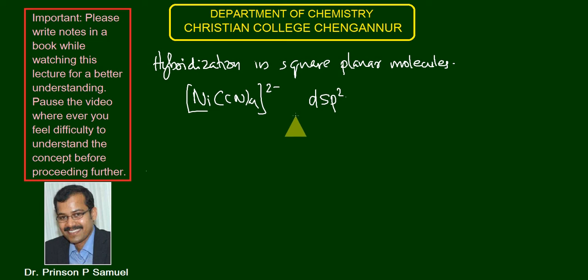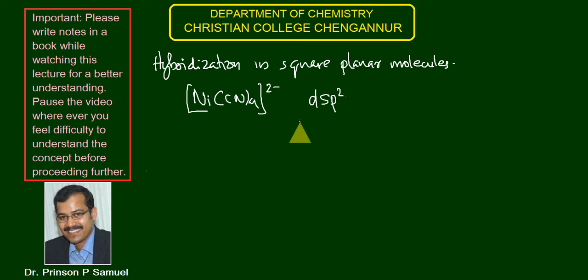Okay, and here I am going to give you a quantitative description of why this type of complexes are adopting the dsp2 hybridization, or which are the d orbitals and p orbitals involved in this type of hybridization. Okay, these are the things that we are going to check group theoretically, or by means of examining the symmetry of the molecule. And for that we have to assign the point group of these square planar molecules.